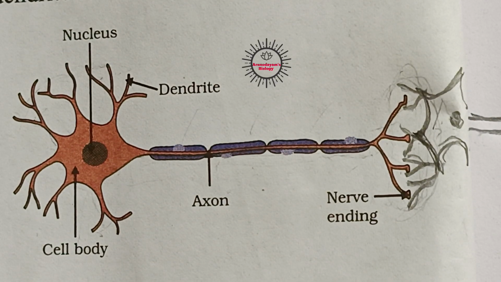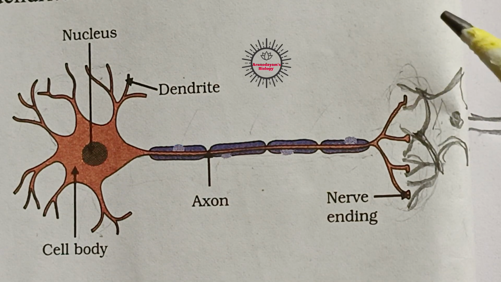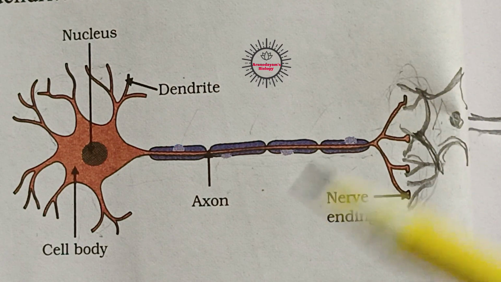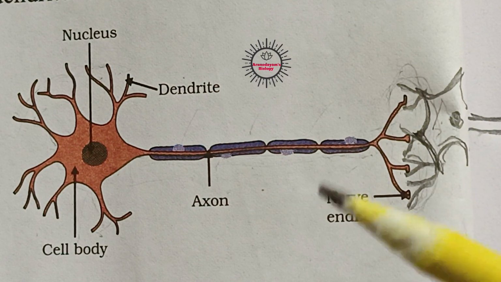Moving on to our next topic, that is the nervous system in case of animals. Animals are multicellular organisms. In case of animals, control and coordination are provided by nervous tissue and muscular tissue.